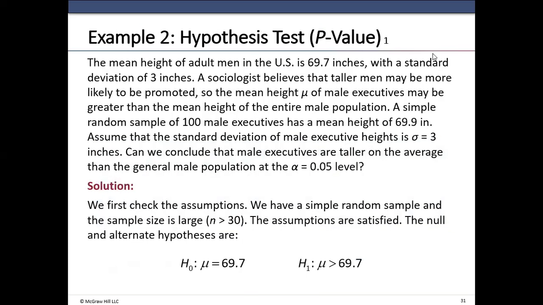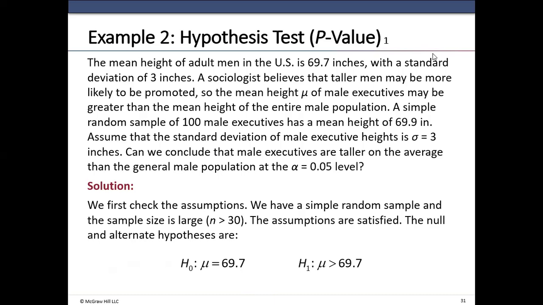So the mean height of adult men in the US is 69.7 inches with a standard deviation of 3 inches. A sociologist believes that taller men may be more likely to be promoted. So the mean height mu of male executives may be greater than the mean height of the entire male population. A simple random sample of 100 male executives has a mean height of 69.9 inches. Assume the standard deviation of male executive height sigma is 3. Can we conclude that the male executives are taller on average than the general male population at alpha equal to 0.05? We first check the assumptions.